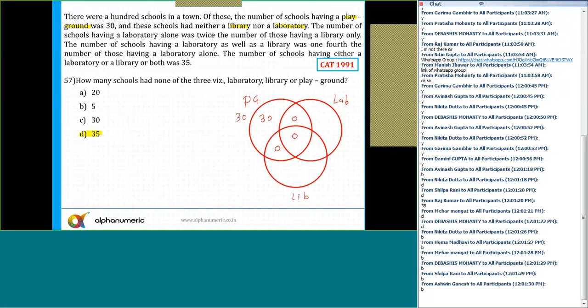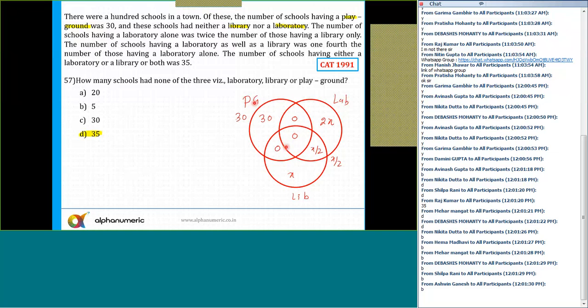The number of schools having a laboratory alone was twice the number of those having a library only. So library only is x, so laboratory only is 2x. Next point, the number of schools having laboratory as well as library was 1/4 the number of those having a laboratory alone. So 2x upon 4, that is equal to x by 2. So this is x by 2, and this point is also x by 2.